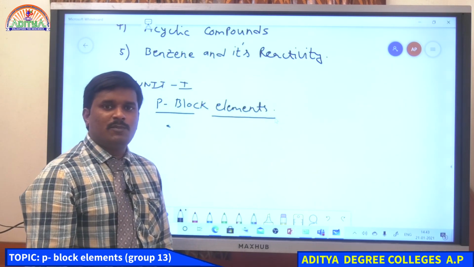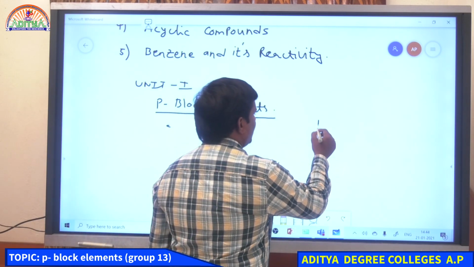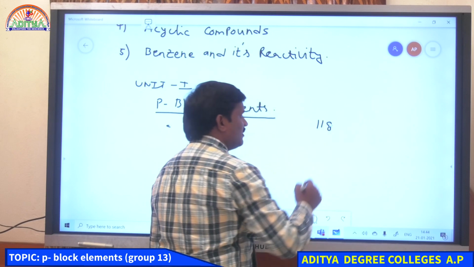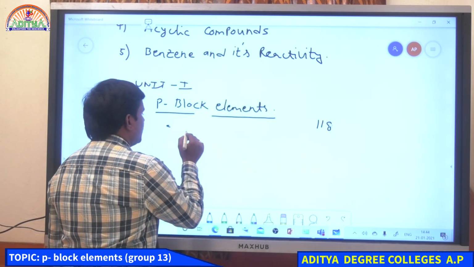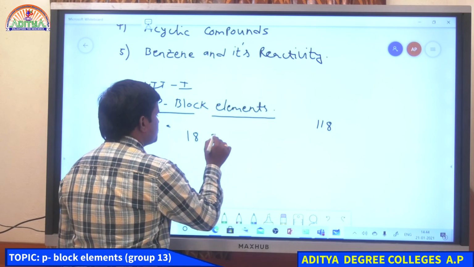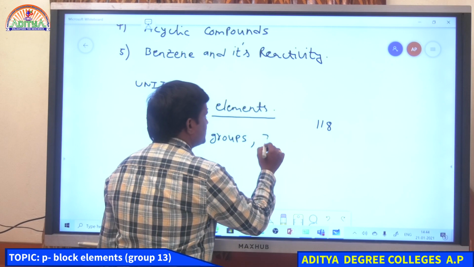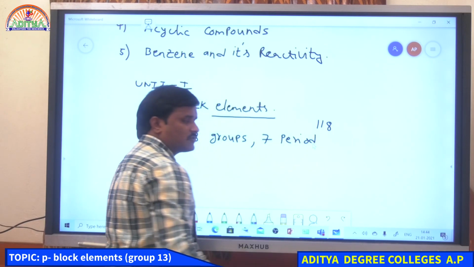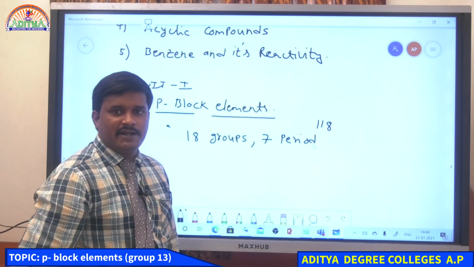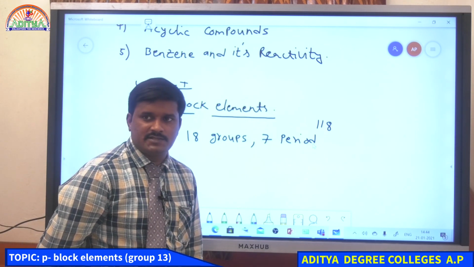So what is P block elements? Our periodic table contains nearly 118 elements. All these elements are classified into several groups, nearly 18 groups, and also 7 periods. So this is the long form of our periodic table. It contains 18 groups and 7 periods.